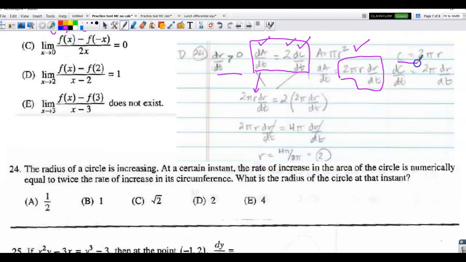Over here, the formula for circumference of a circle is 2 pi r. I'm taking the derivative implicitly, so I get dC/dt is equal to 2 pi dr/dt, and I'm going to substitute that in place of dC/dt. I'm going to multiply to get the 4, and then I can divide the dr/dt's out on both sides. And remember, I'm trying to solve for r, so I divide both sides by 2 pi and simplify, and I get an r value of 2.